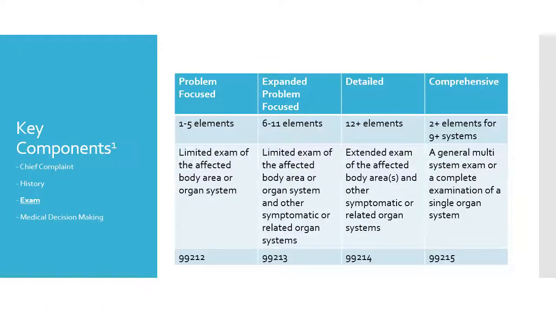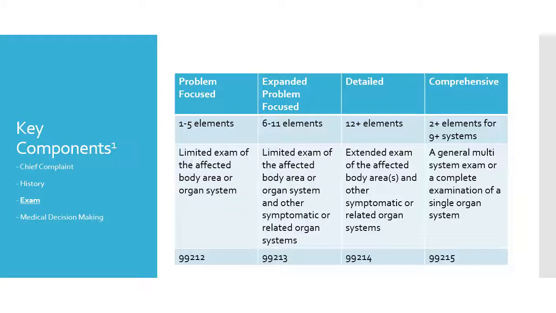The next part of the 4 key components is the physical exam. The way you establish your level of coding with the exam is through the number of elements you addressed and not the number of systems you addressed. It is a problem-focused exam if you only examined a limited body area or organ system. The expanded problem focus must have the affected body area assessed plus other symptomatic organs.